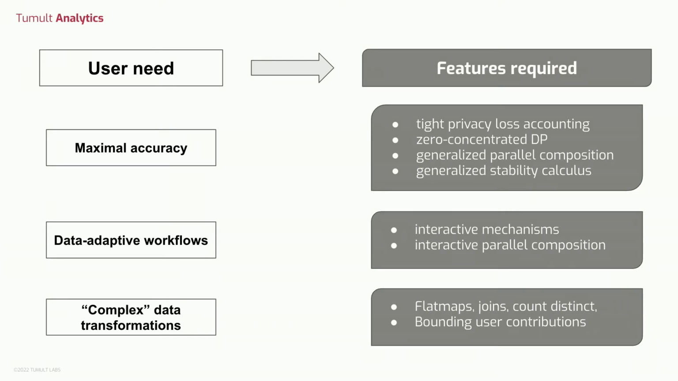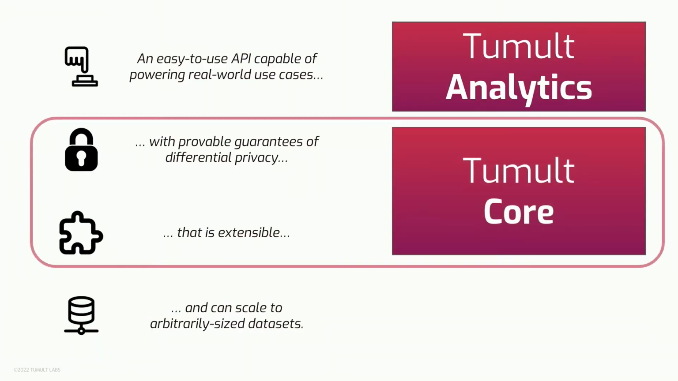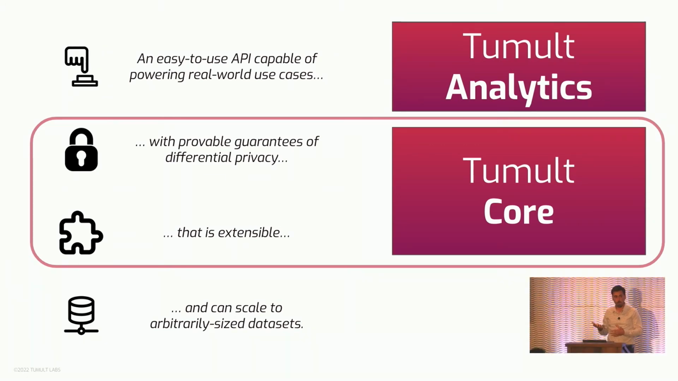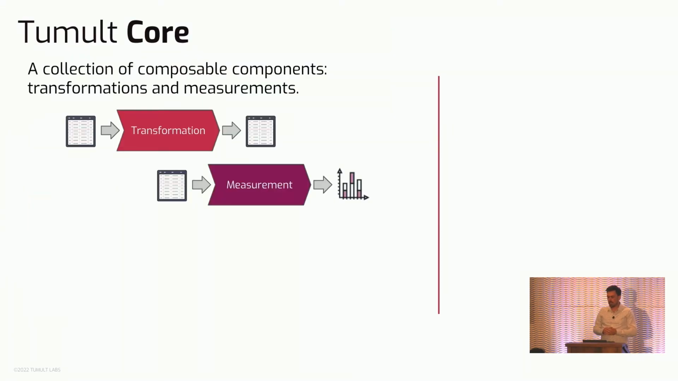So all the features shown on the right there have been added to Analytics. And one of the greatest challenges we faced is how to incorporate all these sophisticated features and get them to interoperate effectively. To respond to this challenge, we created Tumult Core. Tumult Core is the privacy framework that powers Analytics. It's designed to provide provable privacy guarantees and be easily extended. I'd like to tell you a little bit about Tumult Core.